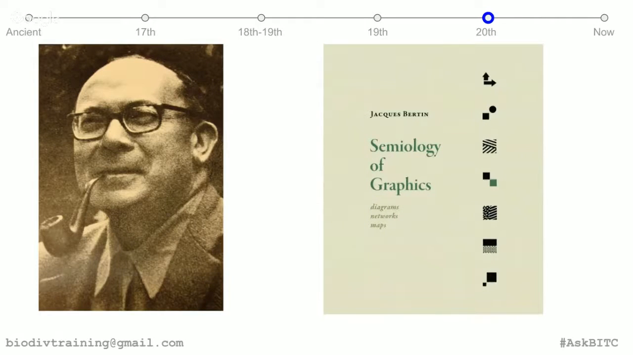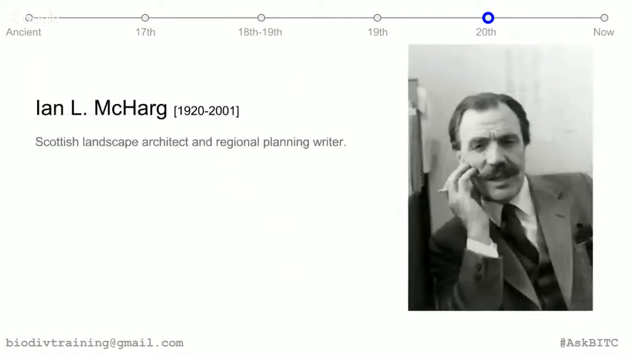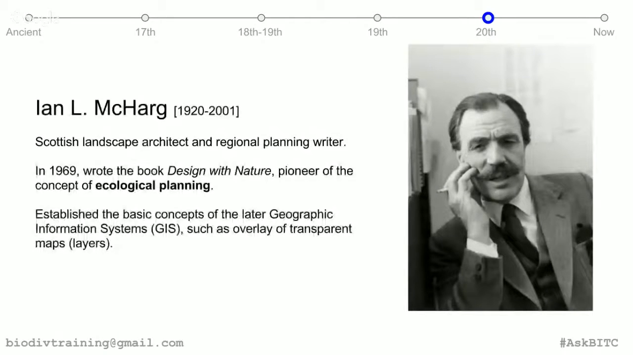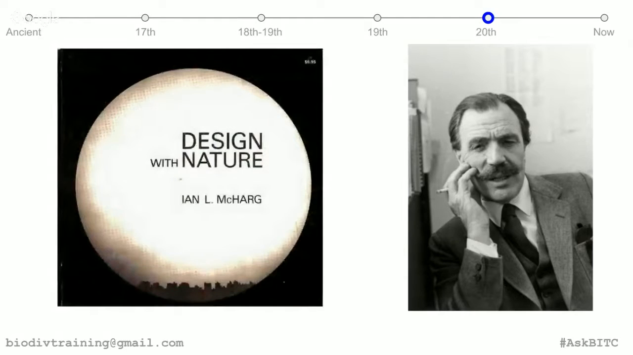Our second crucial writer was Ian McHarg, a landscape architect who wrote the book called Design with Nature. This one was crucial for the development of GIS because it pioneered the concept of ecological planning for land use development and established a set of basic concepts that would be at the core of modern GIS software, such as overlaying transparent maps. This is the cover of that book.